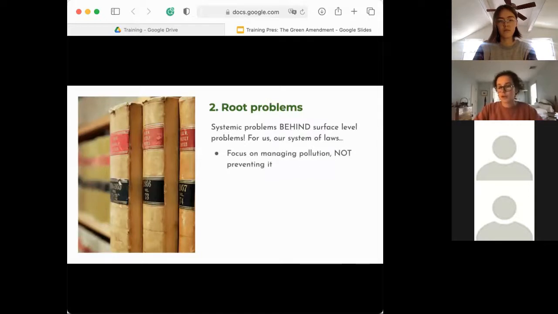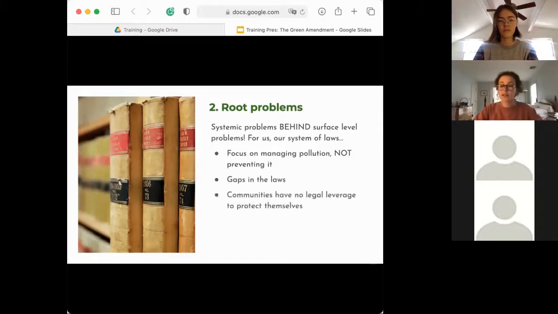So here are a few examples of root problems. Number 1, focusing on managing pollution, not preventing it. Pollution management allows for a degree of degradation to occur. And it accepts pollution as a fact of life, when really it doesn't have to be and really should not be. Secondly, there are many gaps in the legal system and the laws. The laws are currently not all-encompassing, and full implementation of them is still devastating.